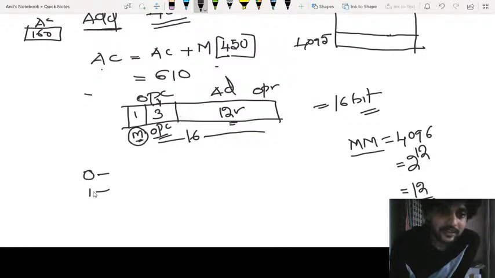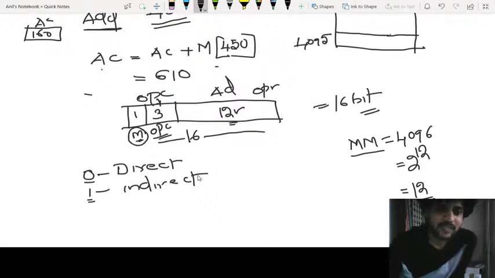So, try to understand, if the mode field is 0, it's a direct address. If the mode field is 1, it's an indirect address. Sir, what is direct address? What is indirect address? Don't worry. We are talking about the very address of the operand. How to get this address of the operand?